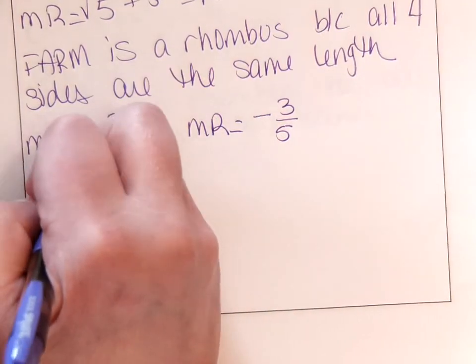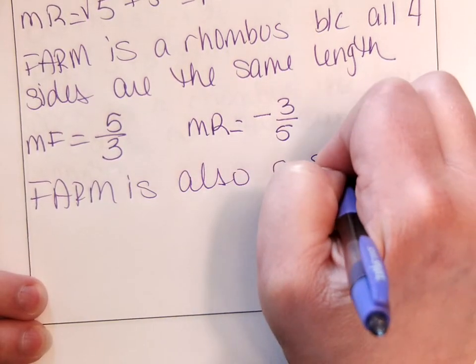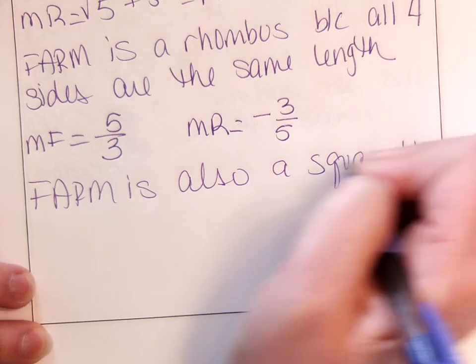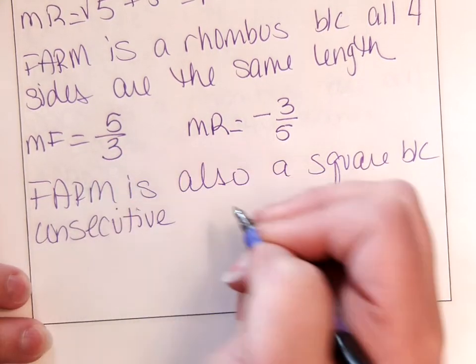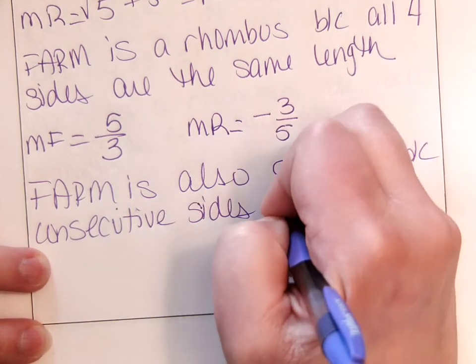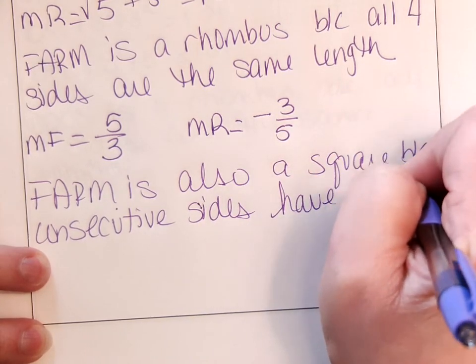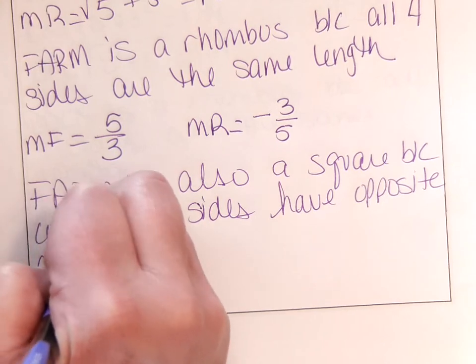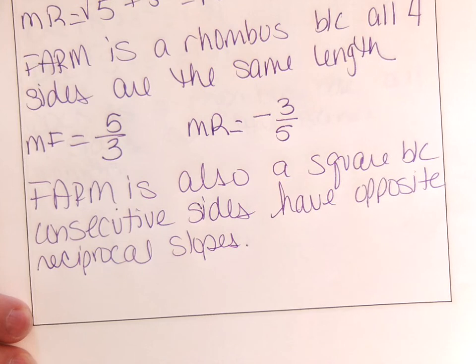So now we can say FARM is also a square because consecutive sides have opposite reciprocal slopes. And that's it. So it's really not a ton of work. It's just a little bit long-winded.